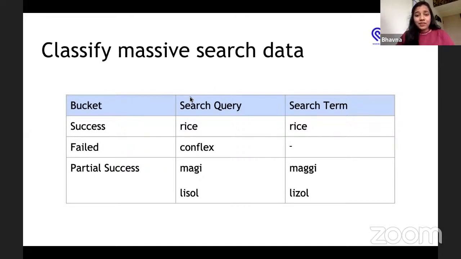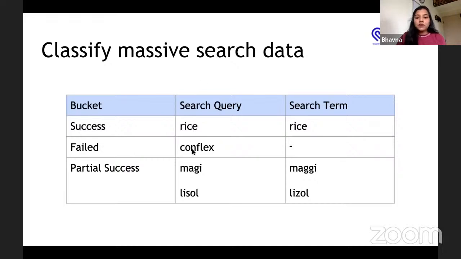So before going there, I will talk about what is a search query. A search query is nothing but whatever the user typed in the search box, correct? So if I typed rice and the system also understands rice as a word, it means that the search query and the search term were the same, correct? And in this case, we will call it a successful search.